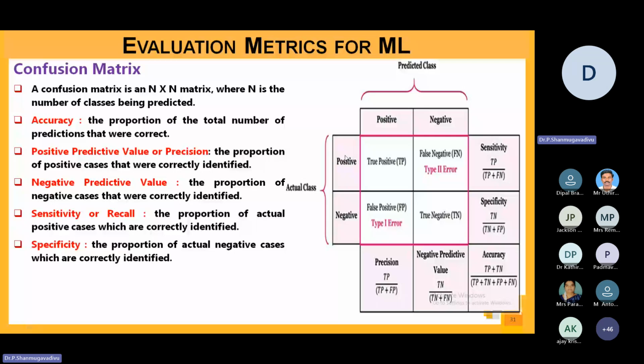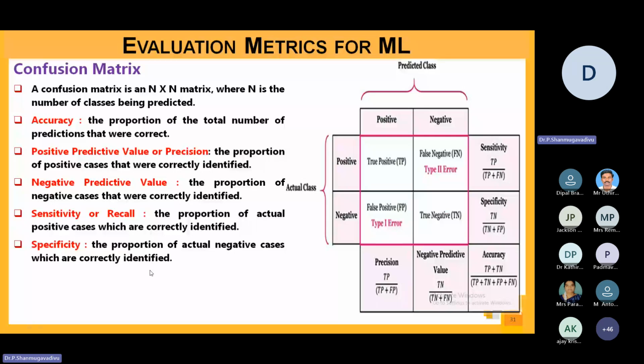Then the next one is all the negative points which are collected through the process of the model, which are identified correctly, right? Disease is identified as disease, and no disease is identified as no disease. So this is what it means.